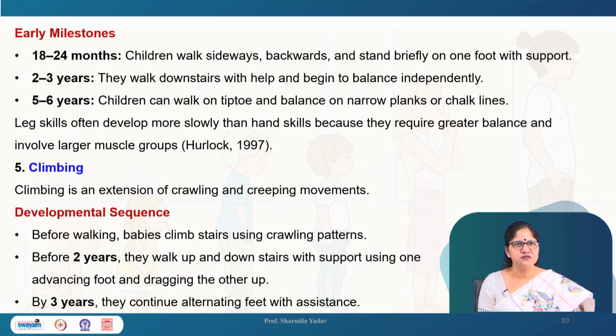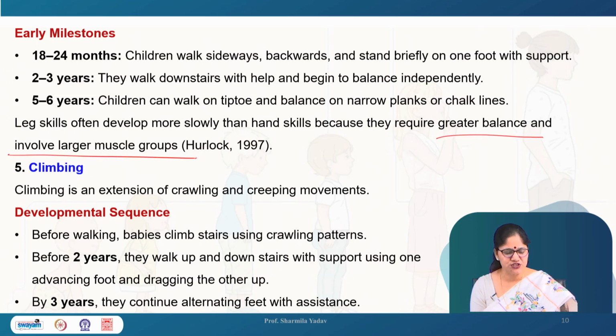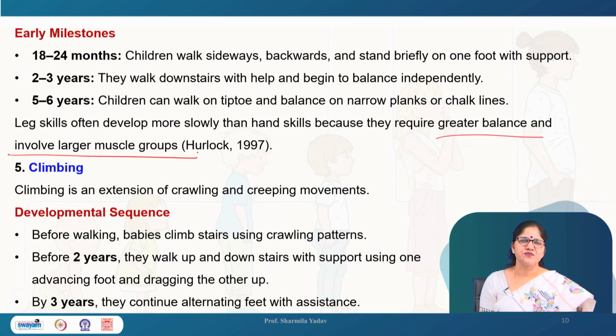2 to 3 years, they walk downstairs with help and begin to balance independently. 5 to 6 years, children can walk on tiptoe and balance on narrow planks or chalk lines. Leg skills often develop more slowly than hand skills because they require greater balance and involve large muscle groups.